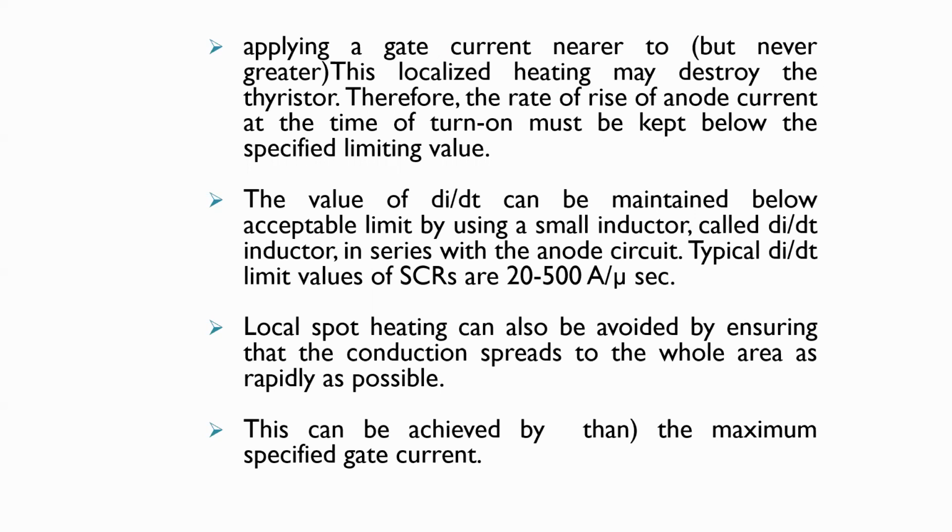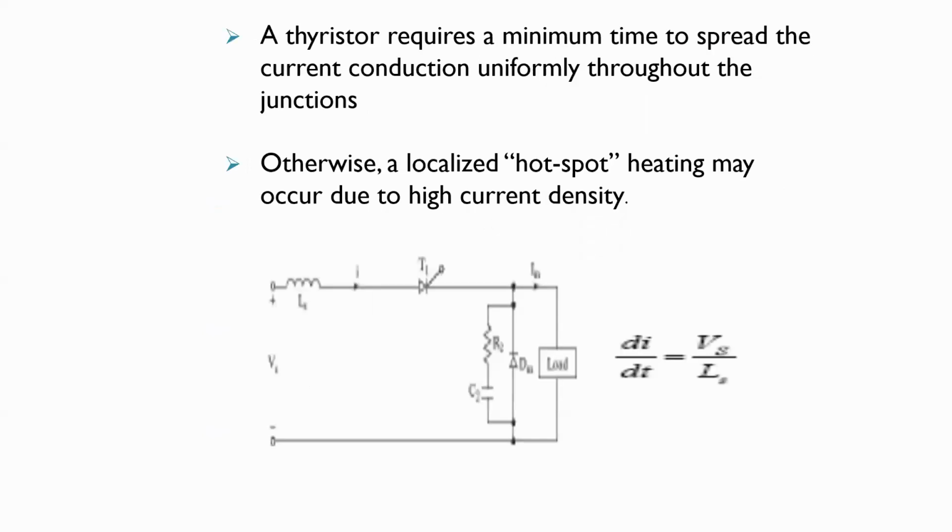By using a small inductor called a di/dt inductor in series with the anode circuit, di/dt is typically limited to 20 to 500 amperes per microsecond. So if this is the thyristor, we have to use an inductor in series with the thyristor. This will minimize the anode current changes. If the anode current changes are high, it can damage the thyristor. So in order to minimize these changes, an inductor can be used in series with the thyristor.